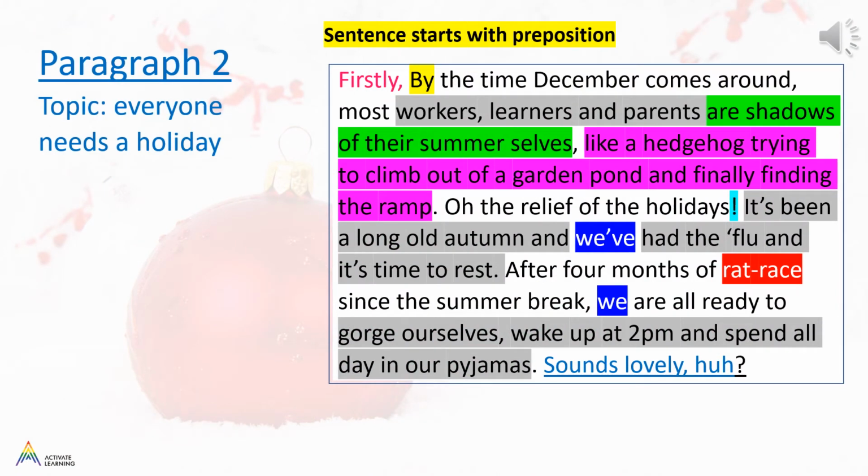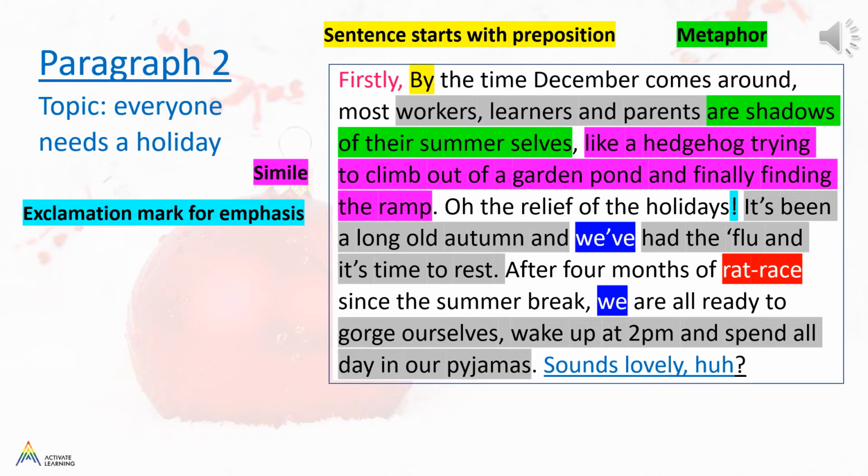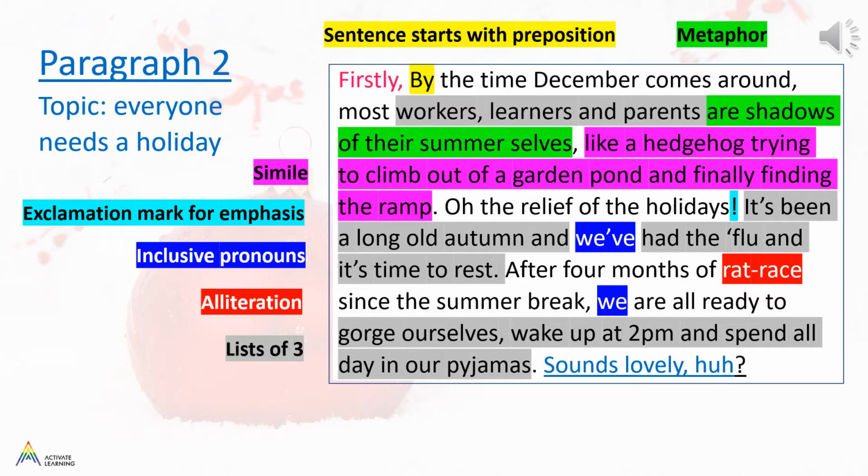This is my first topic paragraph, and it's about the fact that everyone needs a Christmas holiday. I've included a metaphor, which is really important, and the sentence starts after the signpost word with a preposition to make it a bit different to the other sentences. We then have lists of 3 things, simile, exclamation mark, inclusive pronouns, alliteration, and informal language with a rhetorical question at the end.